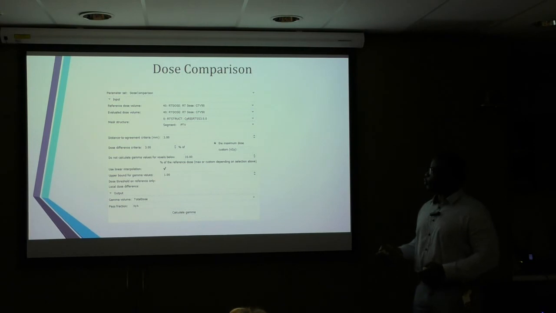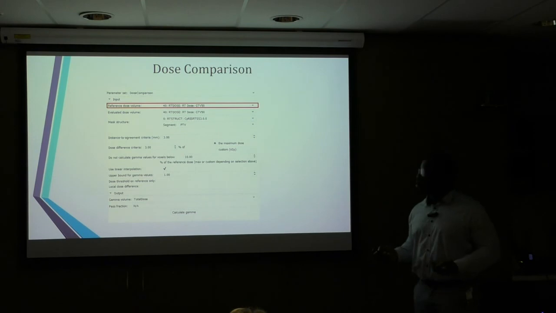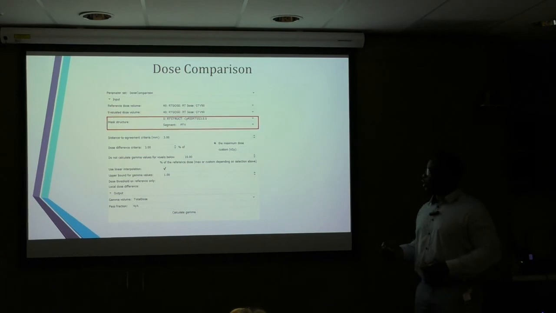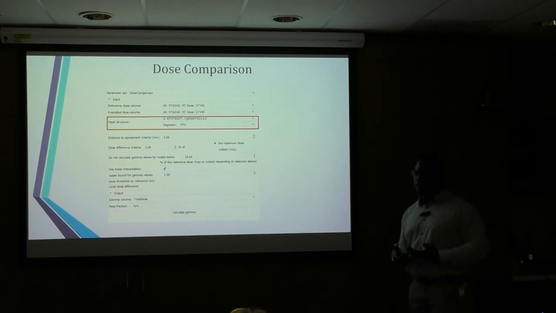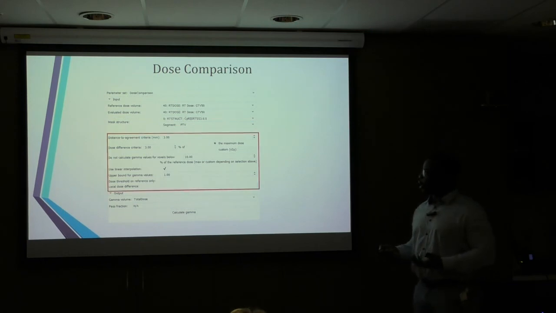And the other module is the dose comparison. This basically does a gamma comparison. It has the typical things you expect for a gamma comparison: the reference dose volume, the evaluated dose volume, the structure for which you want to compute the gamma, and the other parameters such as the distance to agreement criteria, the dose difference, and the dose values for which you don't want to calculate the gamma score.